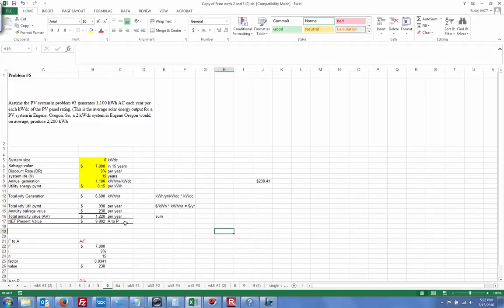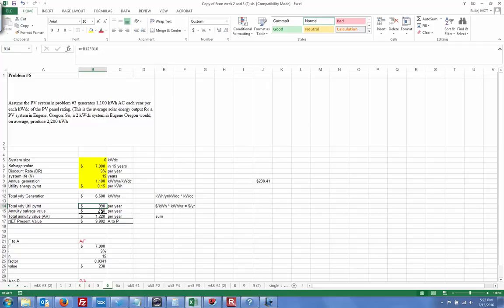Okay, so the total annuity value is just the sum of those two. It's essentially what you're going to make in the future off the salvage plus whatever the utility's paying you. Can you say that again? So the total annuity value, which would be the present value.